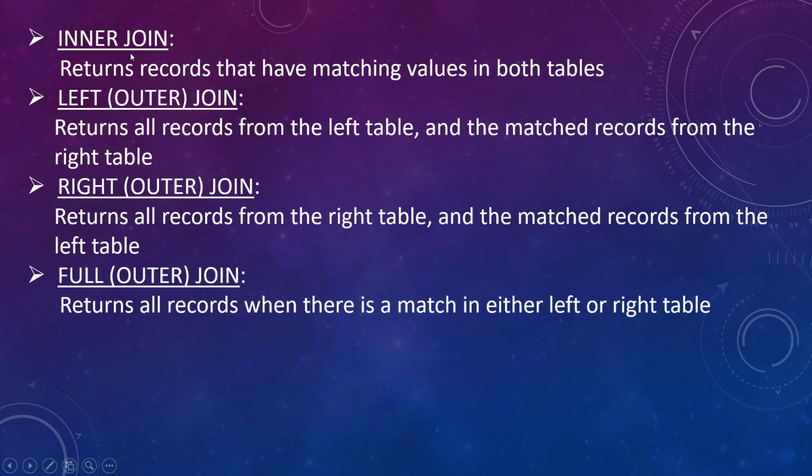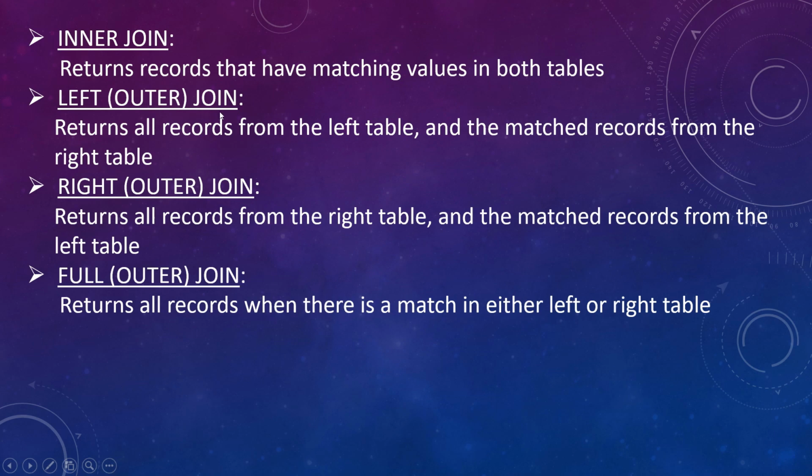So: inner join, left join, right join, full join. Inner join basically returns records that have matching values in both the tables. When we are joining two tables, there might be a scenario in which a value present in the first table does not have a corresponding value in the second table. So inner join returns records that have matching values in both the tables.